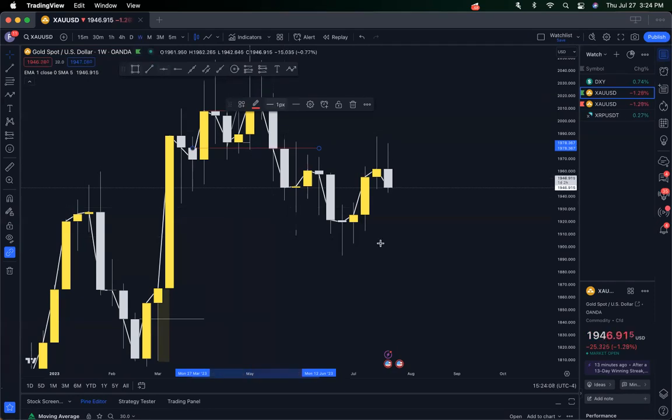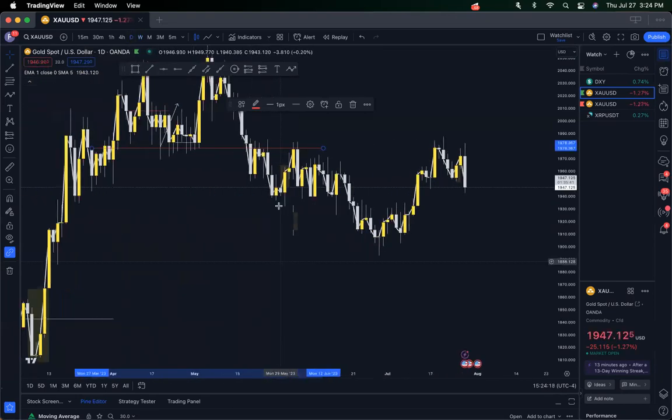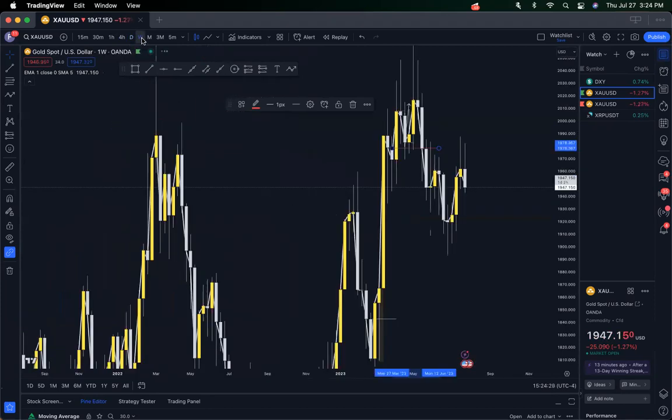This is the weekly candle. This portion of price action could be just a day's worth of price action, and that could confuse people into thinking that price is bullish. That's again why we like to focus on higher time frame market flow.